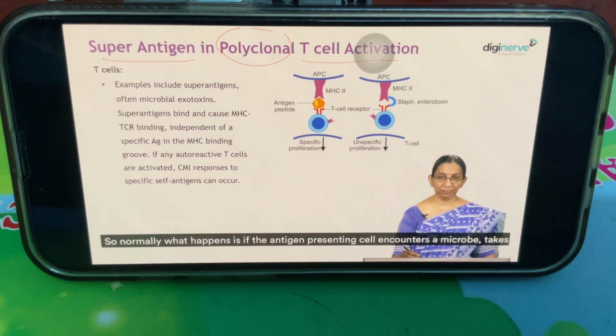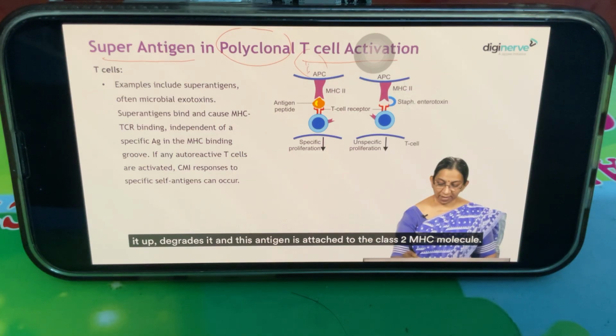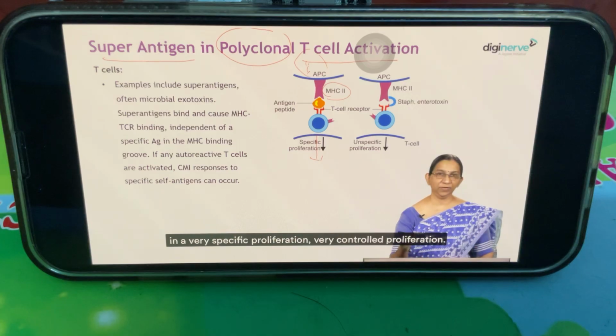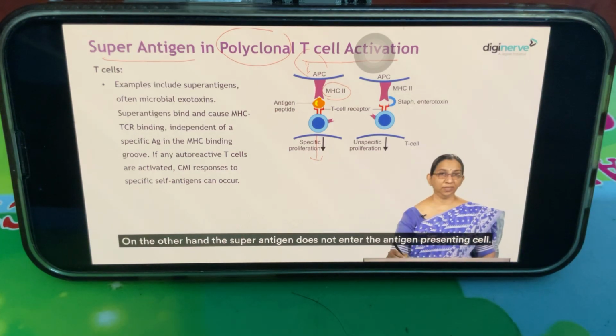a T cell. So normally what happens is, if the antigen presenting cell encounters a microbe, it takes it up, degrades it, and this antigen is attached to the class 2 MHC molecule. So it's placed in this groove here, and it's presented to the T cell which recognizes it. And if all the conditions for activation are met, the T cell will get activated, resulting in a very specific, very controlled proliferation. On the other hand, the superantigen does not enter the antigen presenting cell.